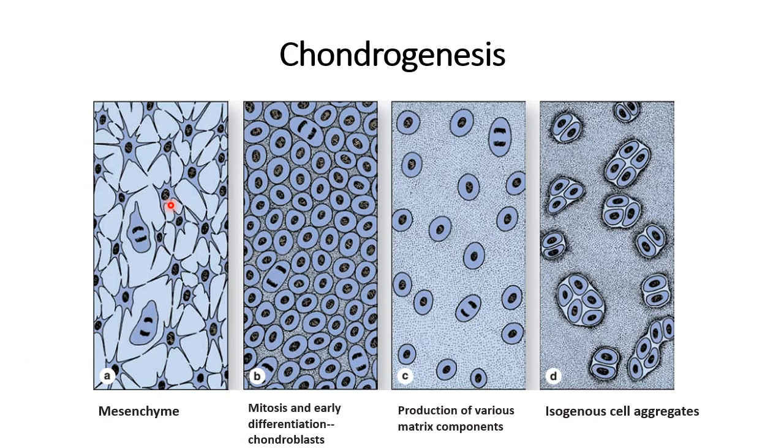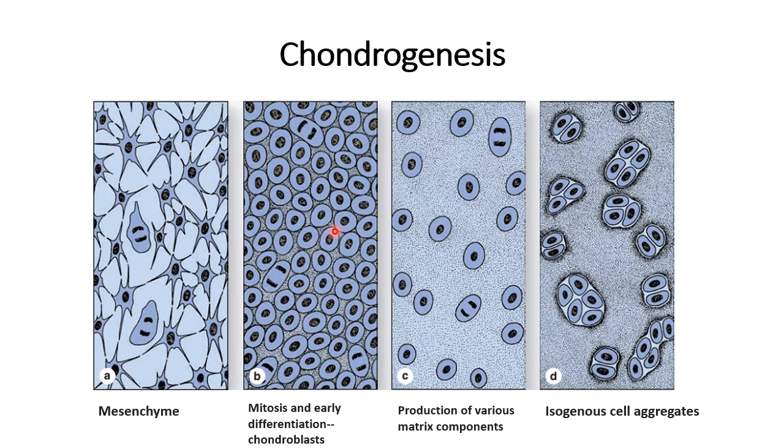Chondrogenesis ممكن نوضحه بالصور دي ابتداء من A to B, C and D. الصورة الأولى on the left side A نشوف mesenchyme. These are mesenchymal cells اللي هي دي بتشتغل as stem cells وبيحصل لها differentiation عشان تدينا chondroblast في الخطوة الثانية B. اوكي، بتتكون الكوندروبلاست بالميتوزيس وبيحصل لها early differentiation into chondroblast. يعني من mesenchyme يحصل الميتوزيس and early differentiation it forms the chondroblast.